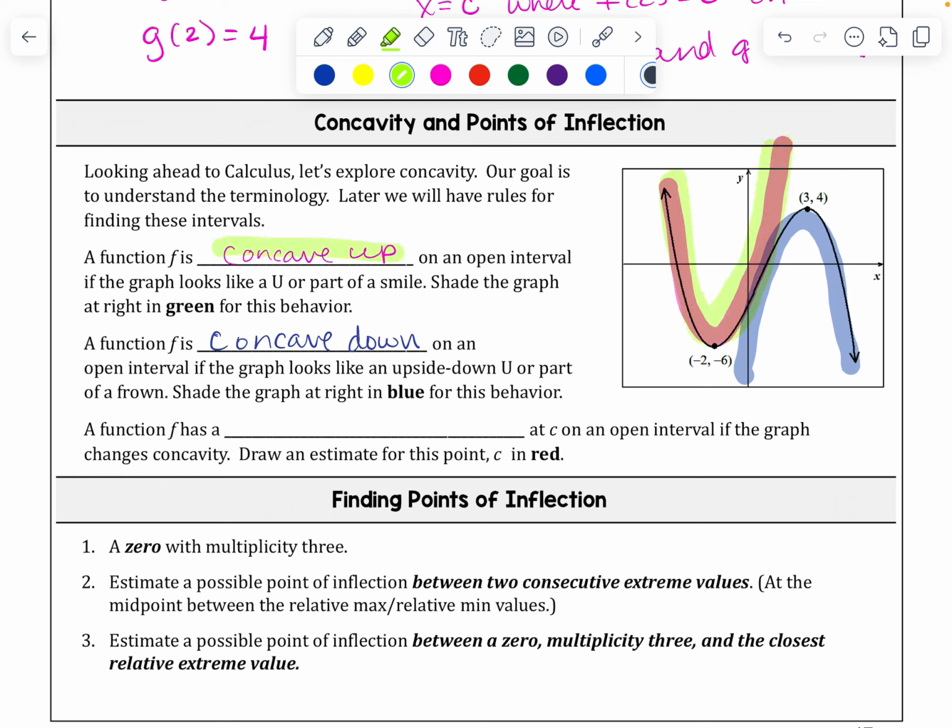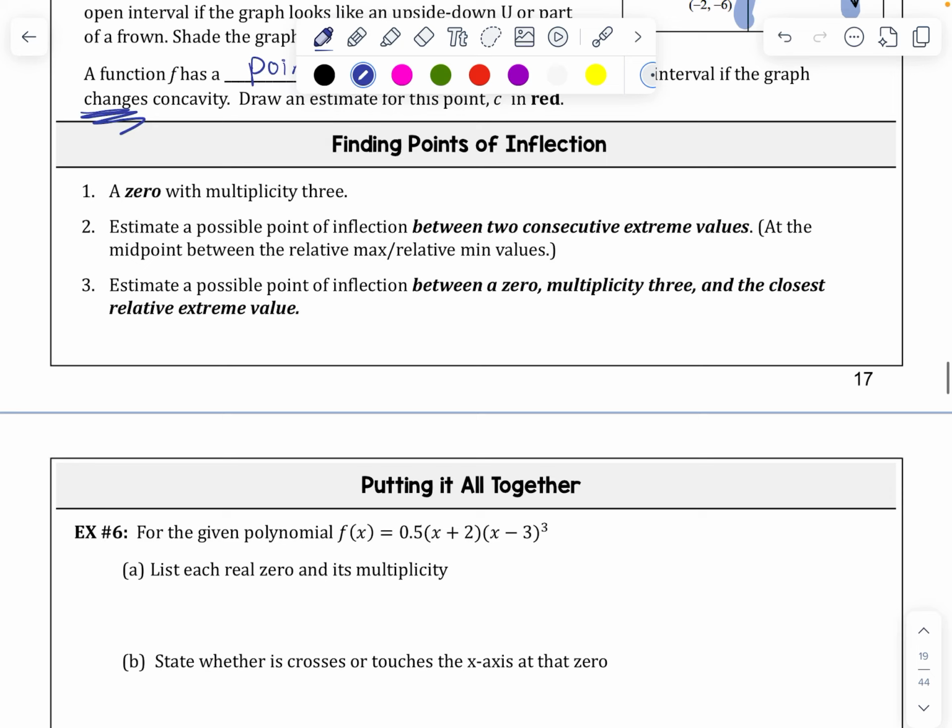Make that in green. And then a function has a point of inflection, or where these concavities change, at some value of c on an open interval if the graph changes concavity. So we can see this point of inflection is where they're changing from concave up to concave down.